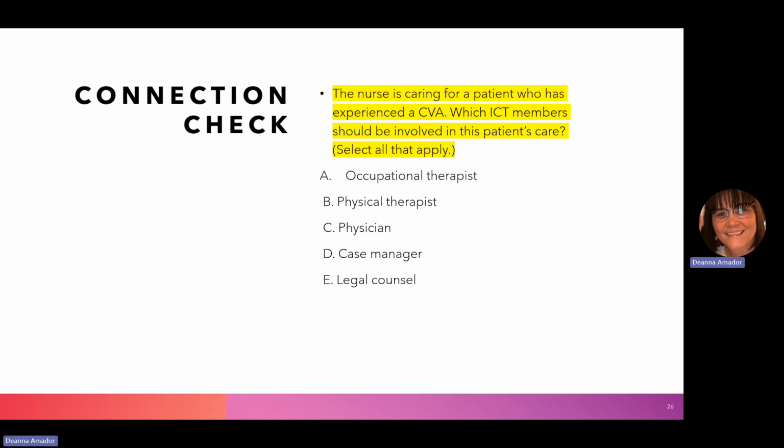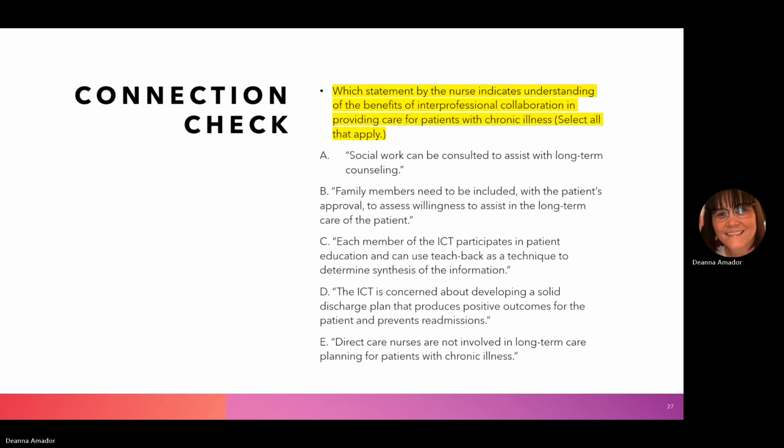And then the last one, which statement by the nurse indicates understanding of the benefits of interprofessional collaboration in providing care for patients with chronic illness? SATA, select all that apply. So your answers to this are A, B, C, and D.